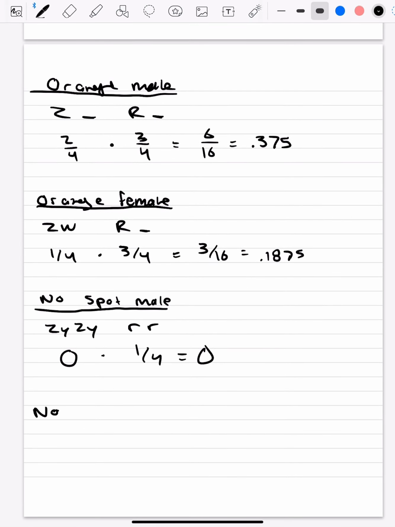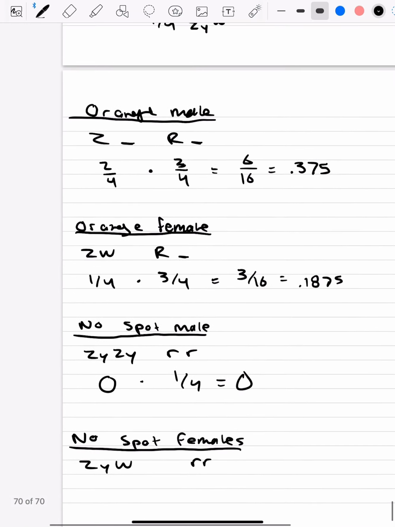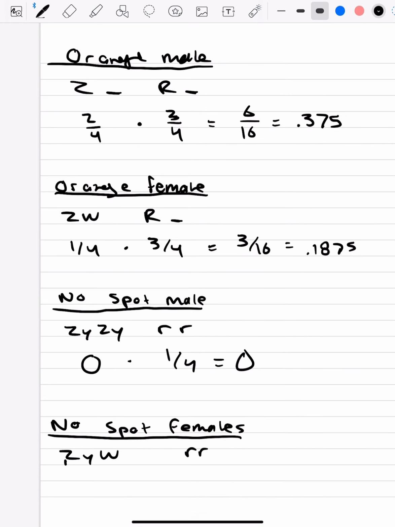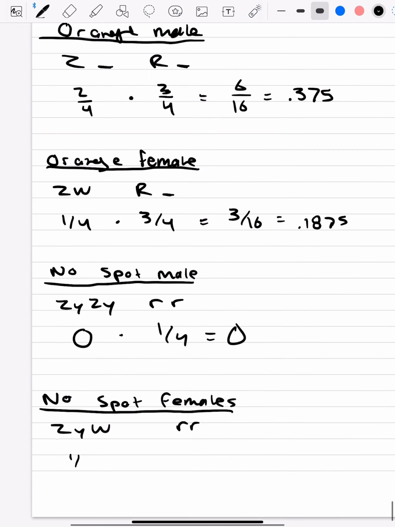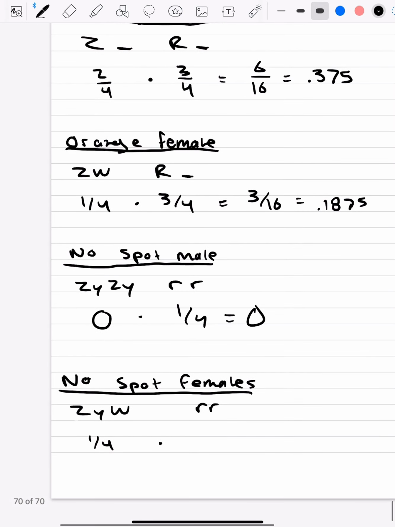Now, the frequency of having no spotted females. In order to have a no spotted female, you have to have Z^Y W and little r, little r. If you look at the different genotypes for the Z gene, we have Z^Y W, which is 1 out of 4 of them, multiplied with having little r, little r, which is 1 out of 4. And that gives us 1 out of 16, which equals 0.0625.